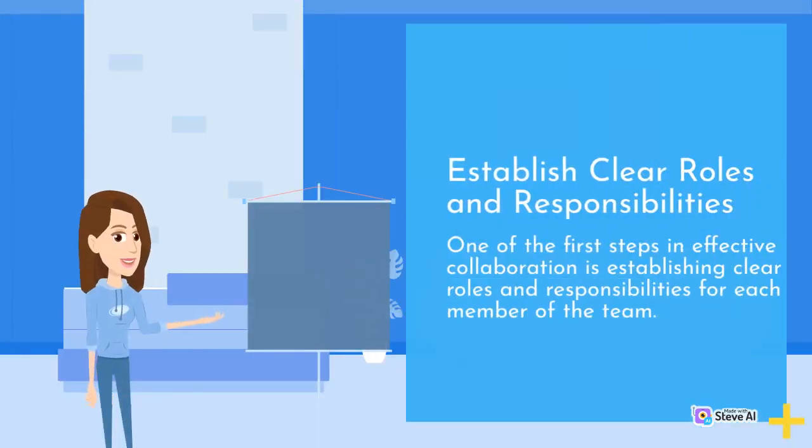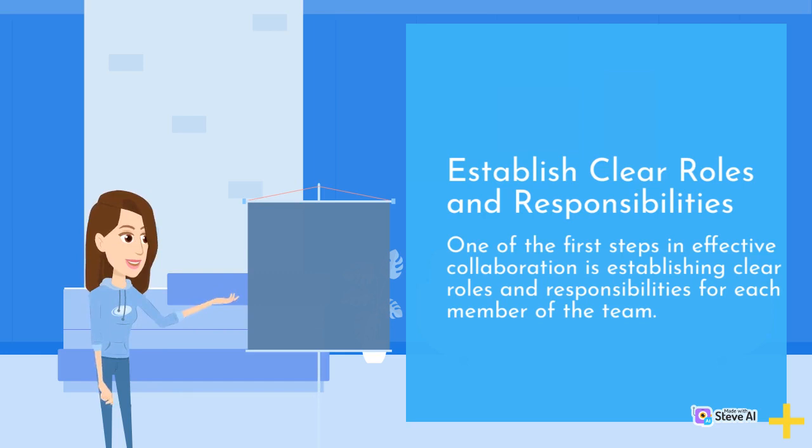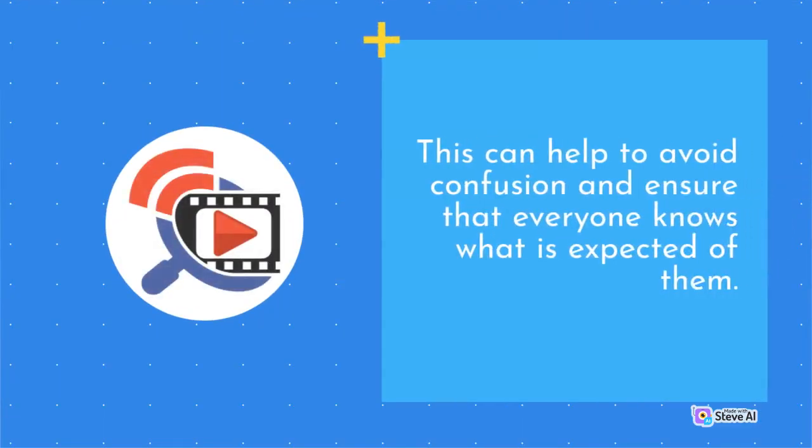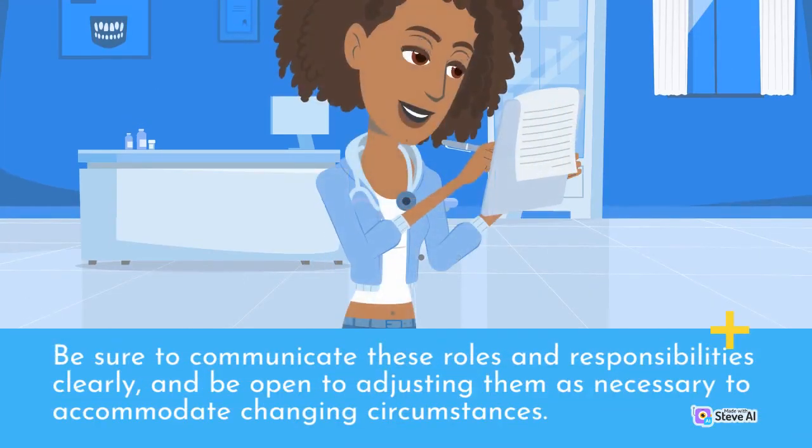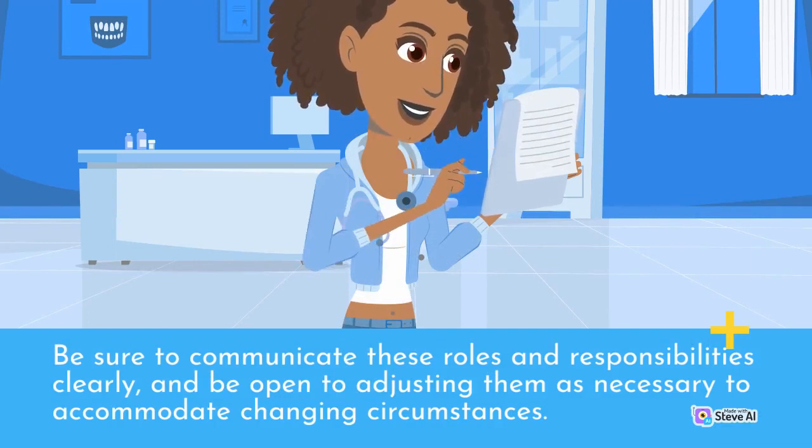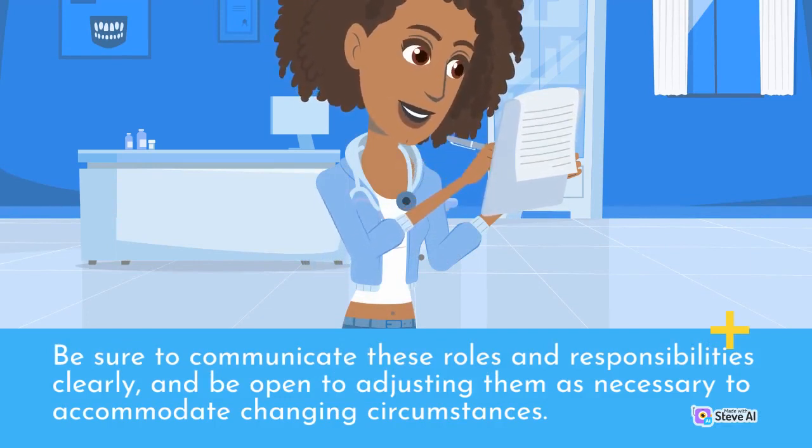Establish clear roles and responsibilities. One of the first steps in effective collaboration is establishing clear roles and responsibilities for each member of the team. This can help to avoid confusion and ensure that everyone knows what is expected of them. Be sure to communicate these roles and responsibilities clearly, and be open to adjusting them as necessary to accommodate changing circumstances.